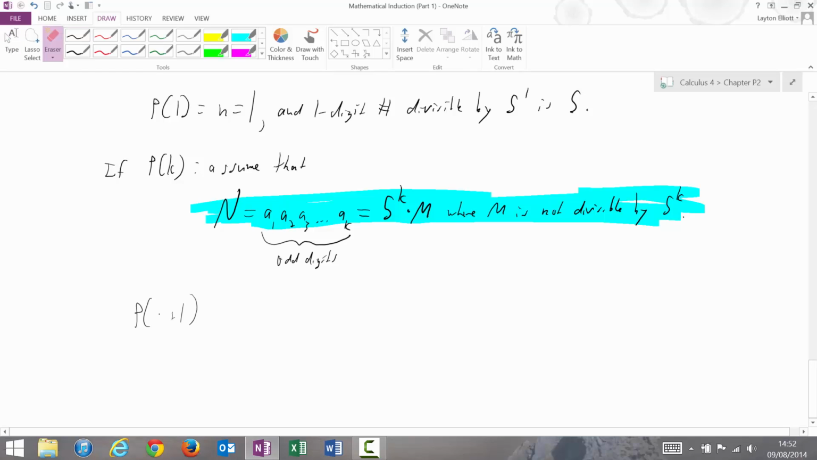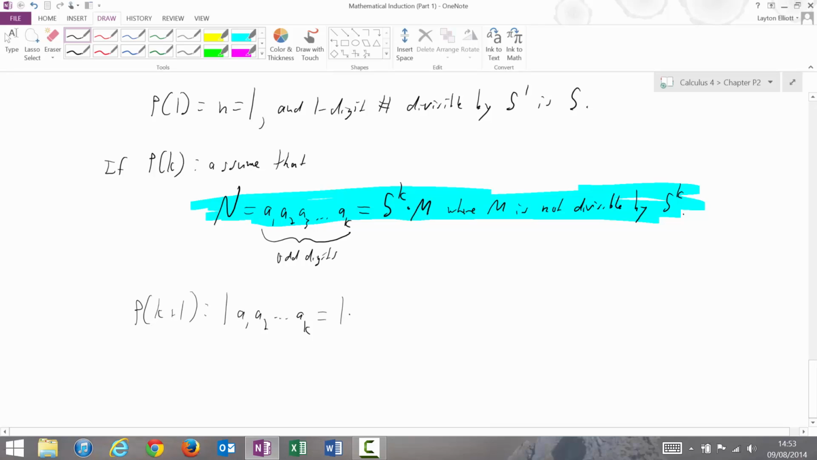P to the k plus 1 includes one more digit. So it is either 1 and then a1, a2, all the way to ak. And we could say that that's equal to 1 times 10 to the k plus the 5 to the k times m.